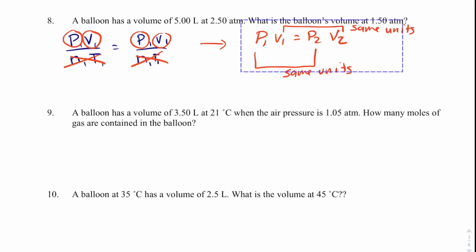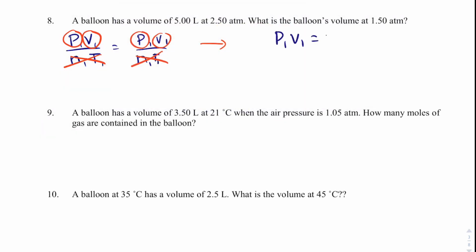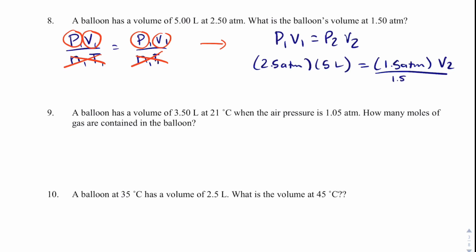So to plug everything in here, we've got P1V1 equals P2V2. The initial pressure is 2.5 atm. The initial volume is 5 liters. The new pressure is 1.5 atm, and the new volume is V2. We're going to divide by 1.5. That causes the 1.5 on the right to cancel, and we're left with 2.5 times 5, which is 12.5 divided by 1.5. And I get 8.3 repeating, so 8.3 liters equals V2.